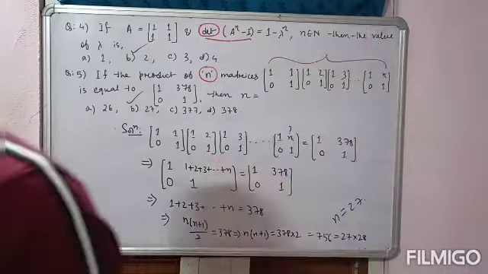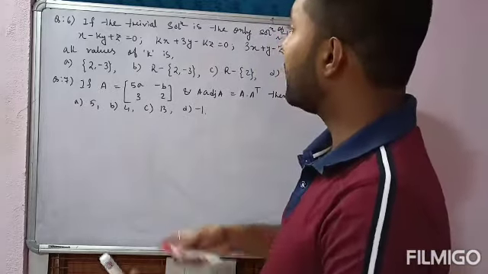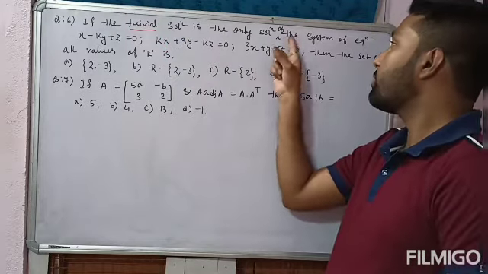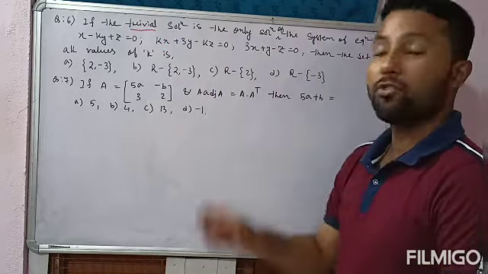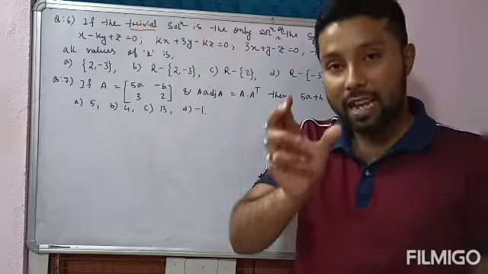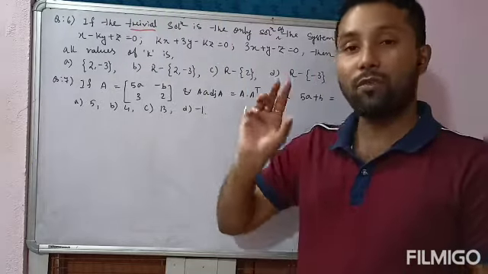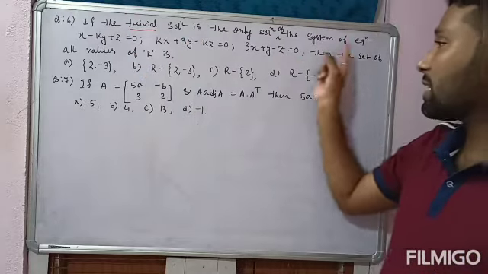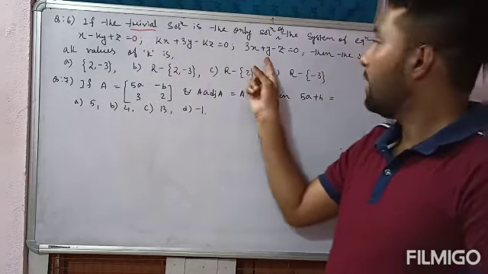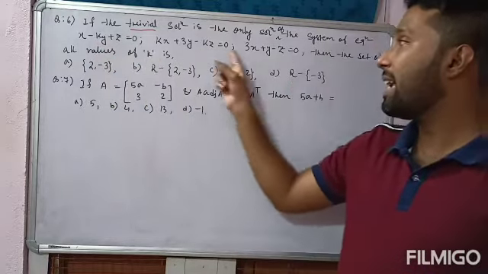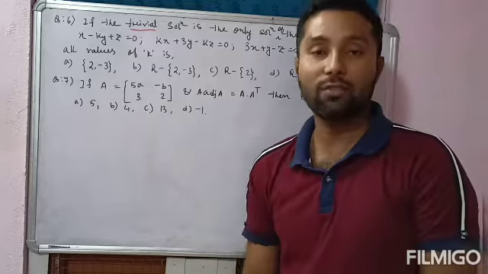So the next question is: if the trivial solution — we are getting one new word here, trivial — if the trivial solution is the only solution of the system of equations, here 3 equations are there, all 3 are linear equations, okay? I will explain what is trivial, what you mean by trivial. First of all, read the question properly. If the trivial solution is the only solution of the system of equations, then the set of all values of k — the k in the equations — we have to find out the value of k.